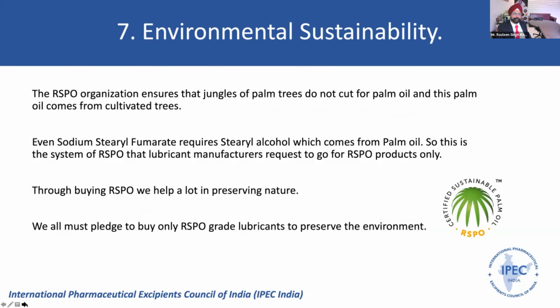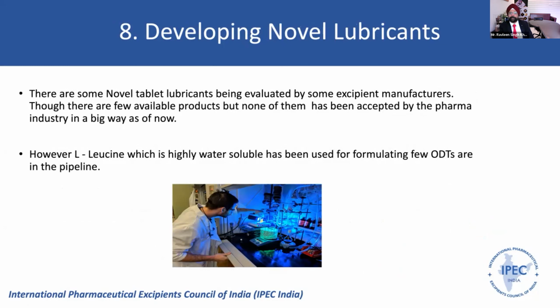And then we come to the last part of the presentation, that is developing novel lubricants. There are some attempts being made to come out with novel tablet lubricants, and they are being evaluated by some excipient manufacturers, though there are very few available products, and many have been tried, but nothing has been accepted by the pharma industry in a big way as of now. One product, L-leucine, which is highly water soluble, has been used for formulating a few orally dissolvable tablets, ODTs, and they are in the pipeline. So L-leucine is one novel excipient or one novel lubricant. More products are being studied, and in the future, of course, we can expect more grades to come out. So this is about the novel lubricants.